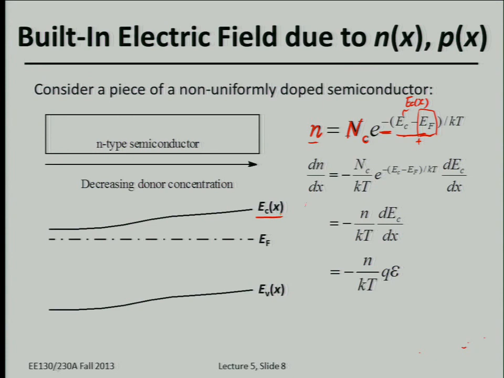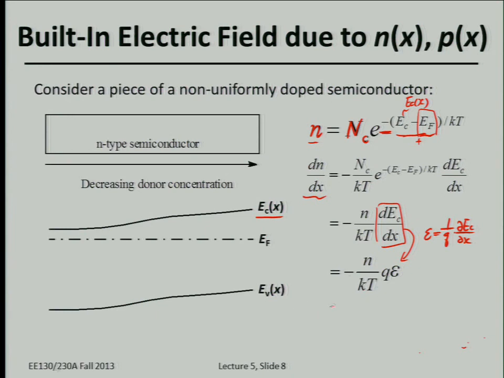Then the derivation is only a matter of how we take ∂Ec over ∂x. You're just following the steps to do the math. It turns out the gradient of n is proportional to the electron concentration divided by kT times the gradient of the conduction band energy. And the electric field, like what I wrote in the last slides, is 1 over q times the gradient of the conduction band energy versus distance. Then we can easily rewrite this term as a function of the electric field.